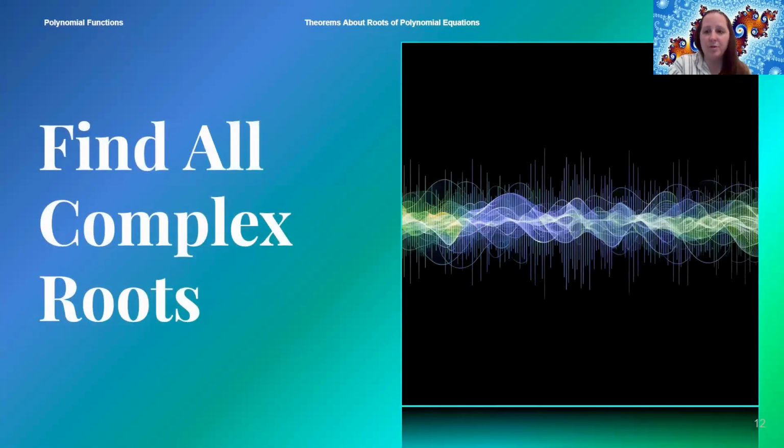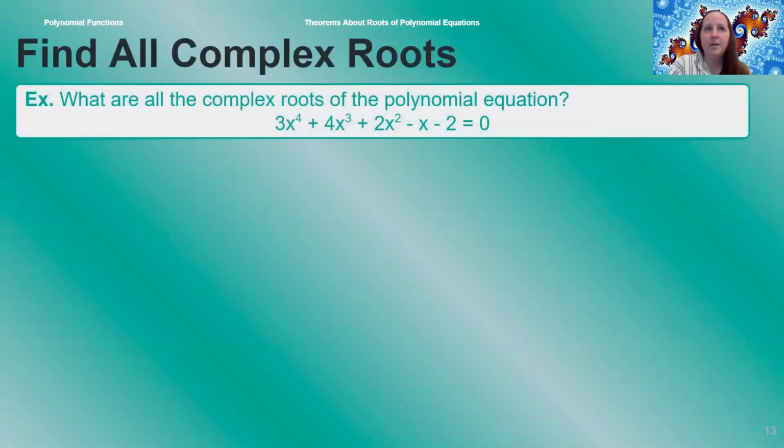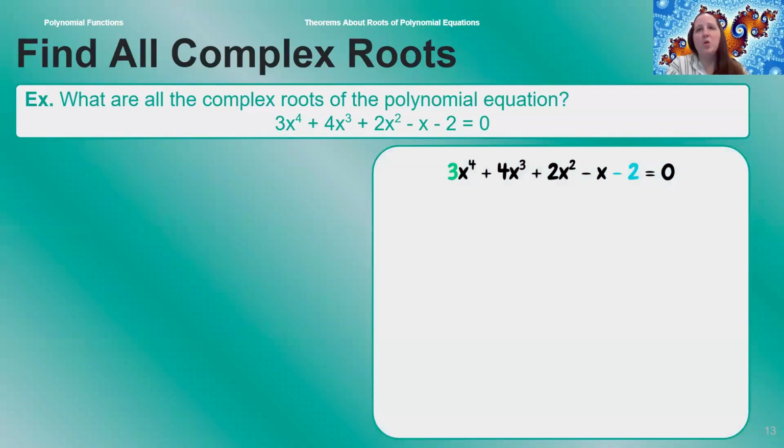Find all complex roots. So what are the complex roots of the polynomial equation 3x to the 4th plus 4x cubed plus 2x squared minus x minus 2 equals 0? I know just by looking at this equation that the degree of my polynomial is 4. I'm going to have 4 roots. Whether they are real or imaginary or complex, we don't know yet. But we know that there will be 4 when we are done.